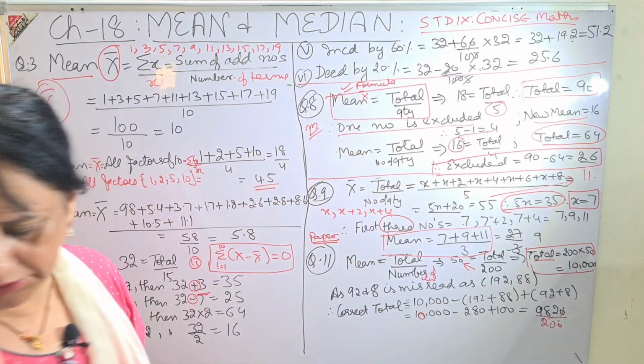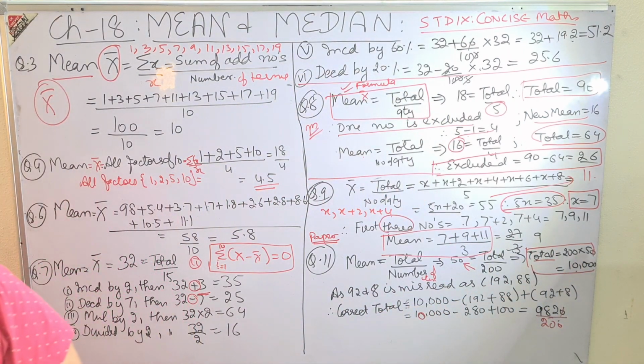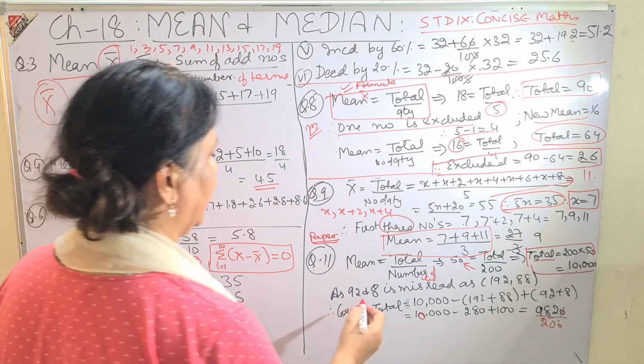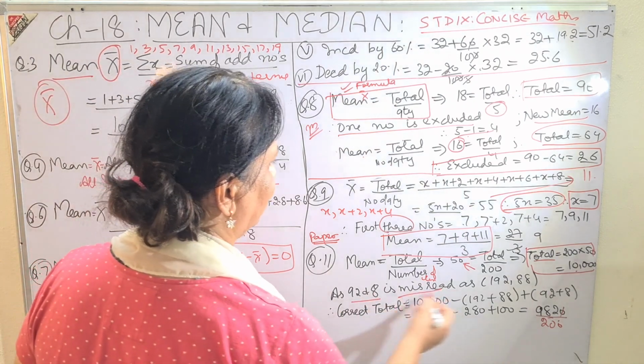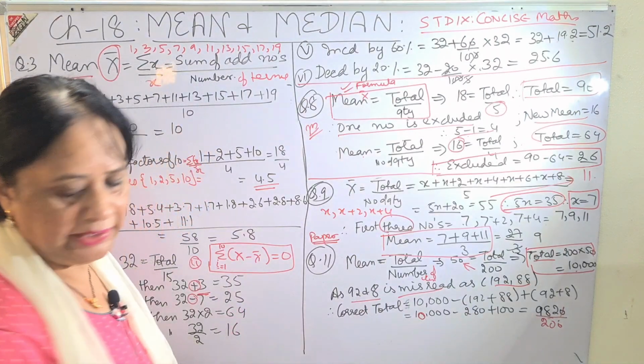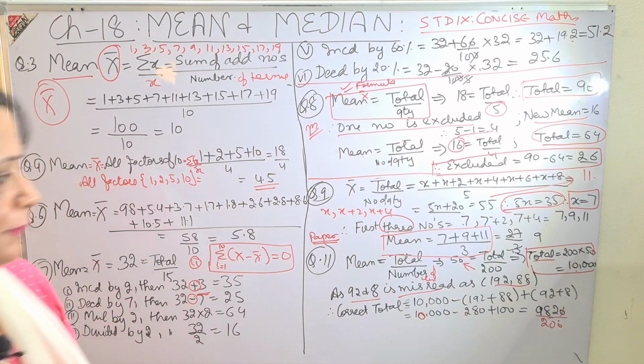But read the question. He says that later it was discovered that two items were misread as 92 and 8 instead of 192 and 88. So what they did, some of them who was reading, misread the numbers as 92 and 8 instead of 192 and 88. So what is the formula of finding the correct value? He asks you to find the correct mean.